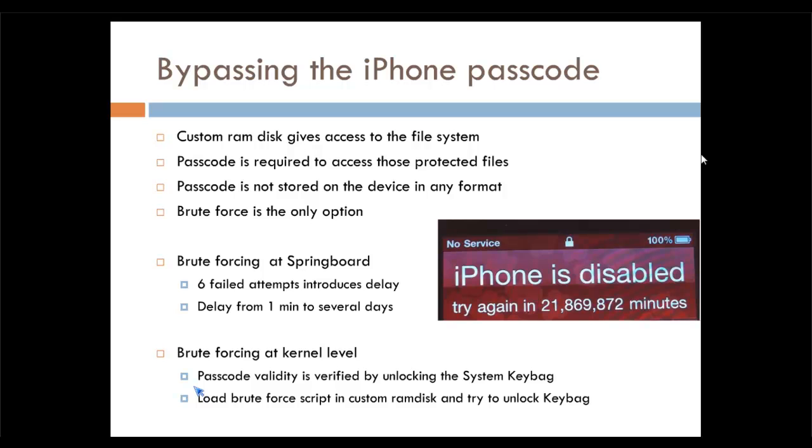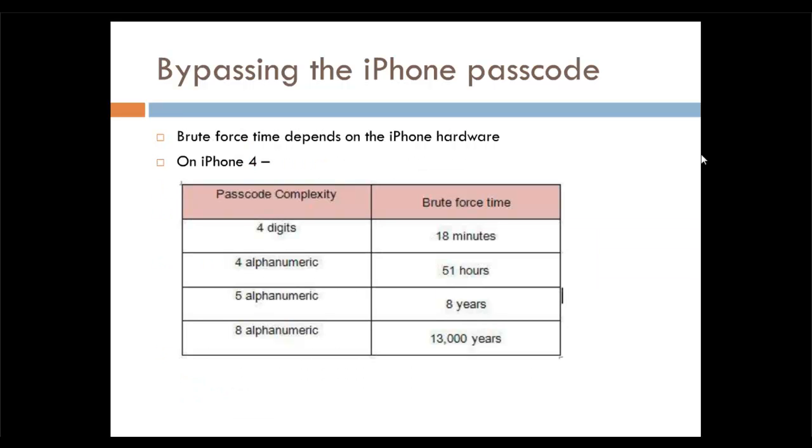The passcode validity is verified by locking and unlocking the system key bag. When a user supplies a passcode, iPhone generates another key from the passcode, and the key is used to encrypt the system key bag. So only if the user supplies a valid passcode does the system key bag get unlocked. So we can load our brute force script at the kernel level using a custom RAM disk or a custom OS, which we can load through a USB cable, and later we can perform a brute force attack and grab the passcode. These are the times required to brute force a passcode of an iOS device. Suppose we take the example of iPhone 4: it will take 18 minutes to brute force a 4-digit passcode.